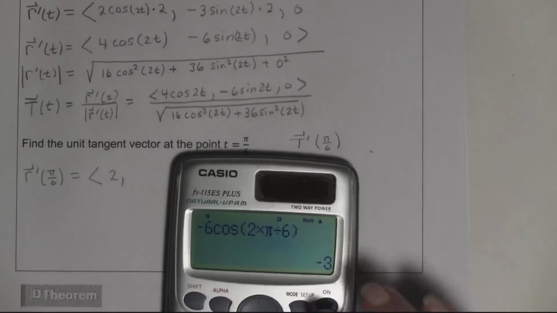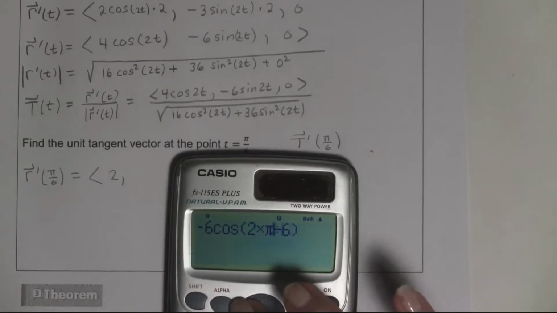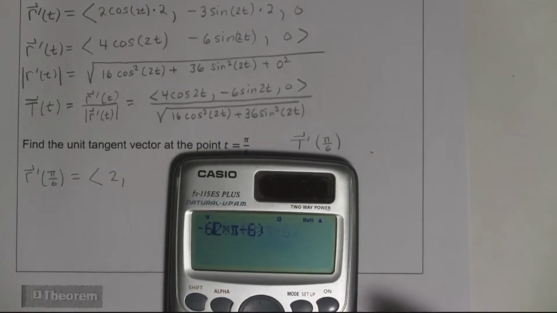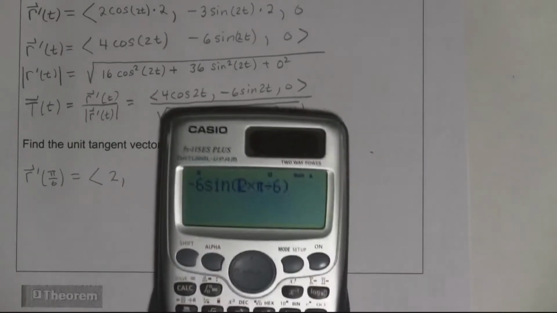Oh, I put in cosine. I said I was going to put in sine, and then I put in cosine. Why did I do that? Was anyone paying attention to me?